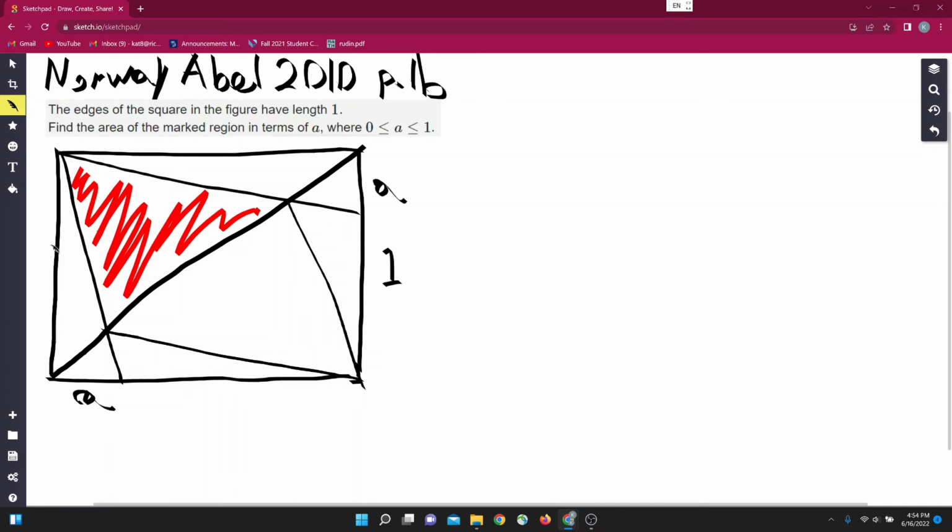As such. And well, what are we doing? Well, the idea here is that we're splitting this entire square into parts that we can find the area of. And then we can subtract off the area of these parts from the area of the square. And then, by showing that these two triangles are congruent, we can just divide that result by 2. Okay?